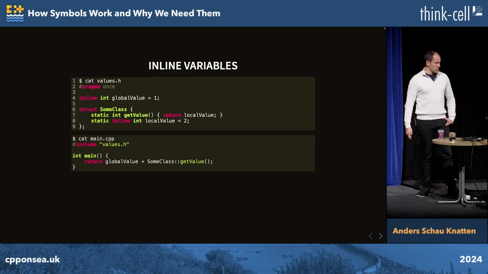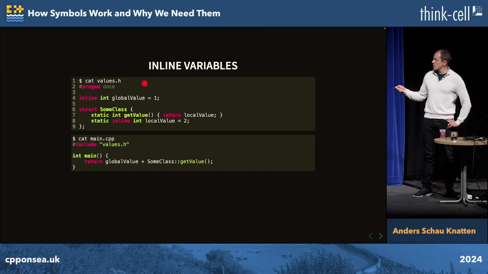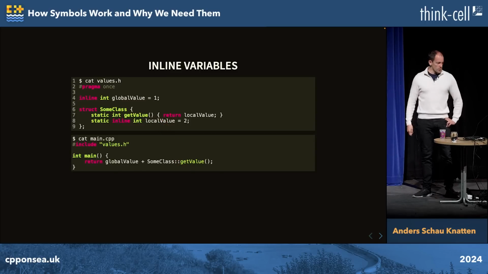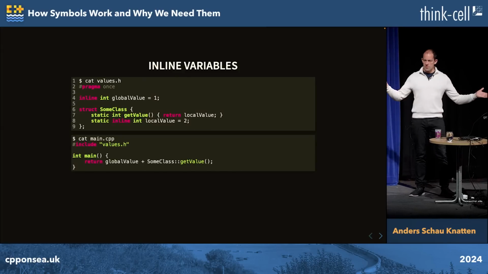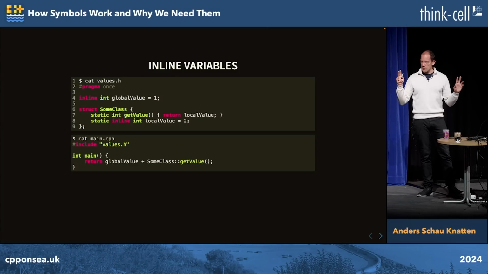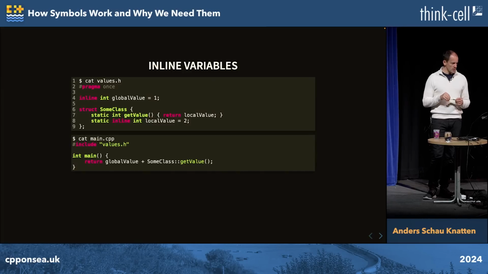So how does this work then? Well, in main, I now return, as we've seen before, I'll just use this global value, and I'll call this static member function. That gives me the static member object here. So I'll just use both of these. And now if several people include this header file, you will get duplicate definitions again. So how does this work? How do they fix it in 17?